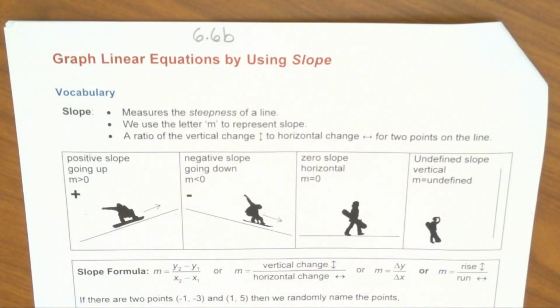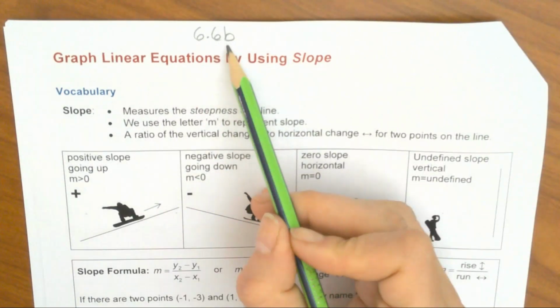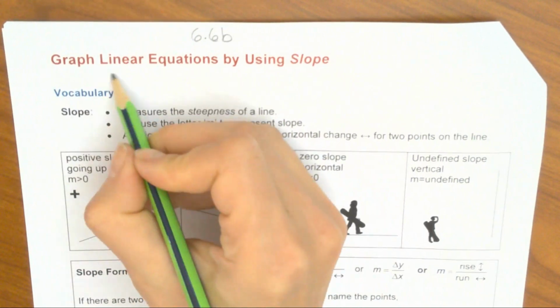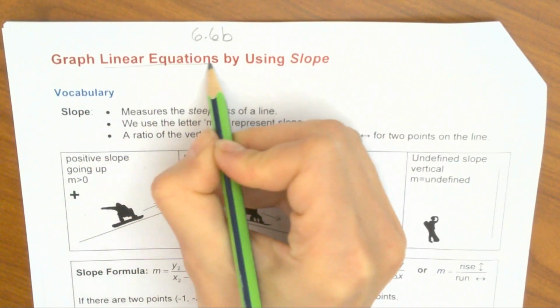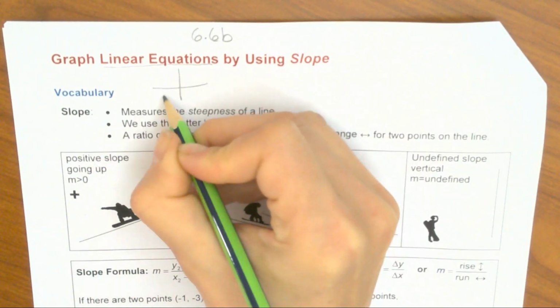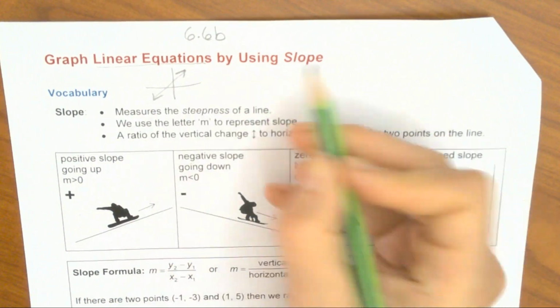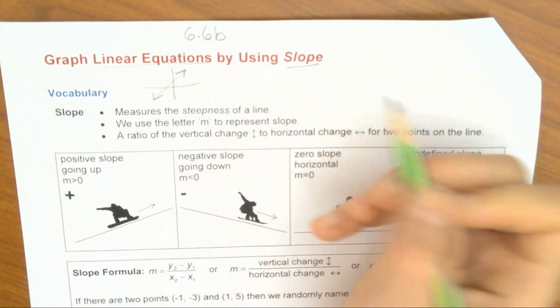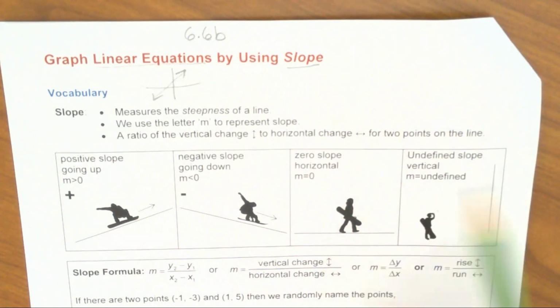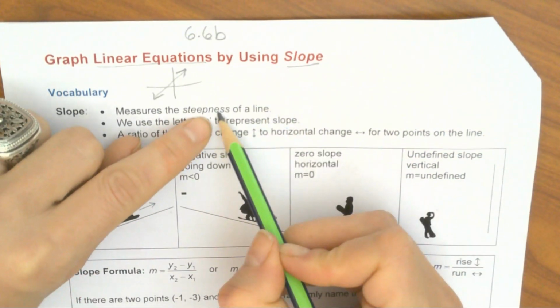So we're still in book 6.6b, and now we're going to graph linear equations. Remember, linear equations represent graphs of straight lines by using slope. So what is slope? Slope measures the steepness of a line.